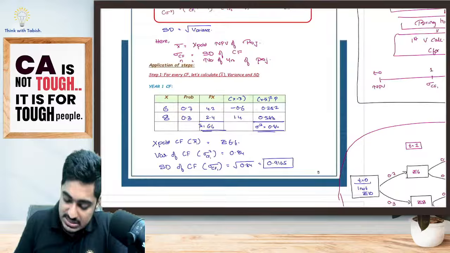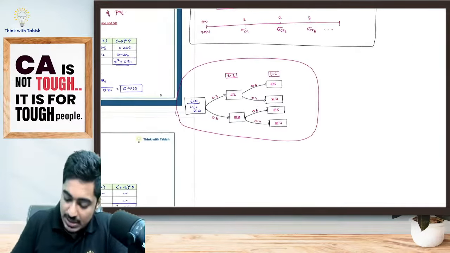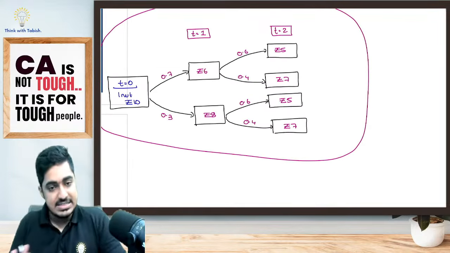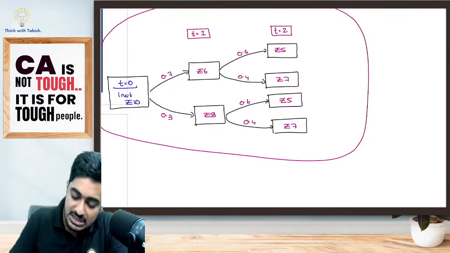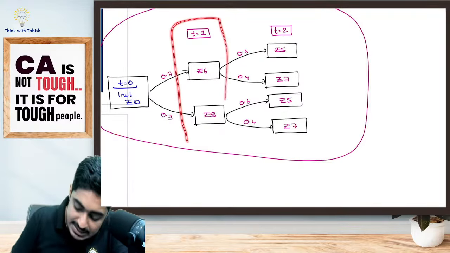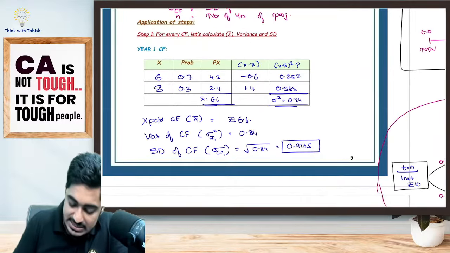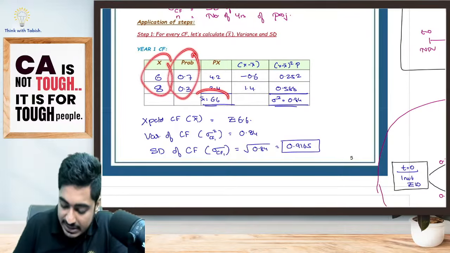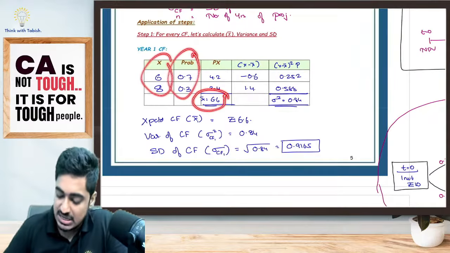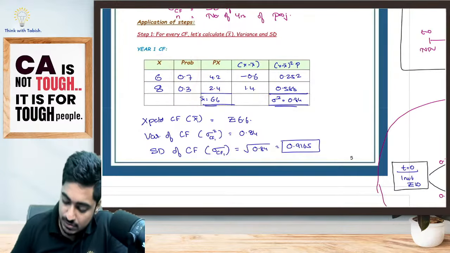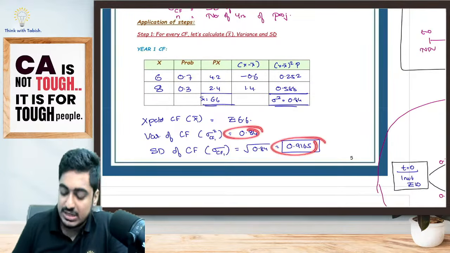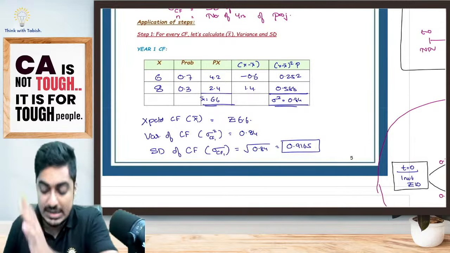Look at this simple example. I will do the application also. Look at this same project example. First I will take year 1 cash flow. 6 as well as 8. Probability is given. I am telling 6 as well as 8 can be there. Expected cash flow, I got it as 6.6. Variance, I got it as 0.84. Standard deviation, I got it as 0.9165. That is for year 1 cash flow.